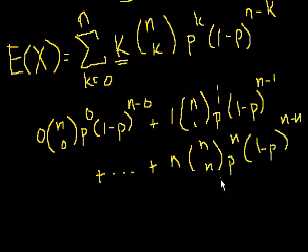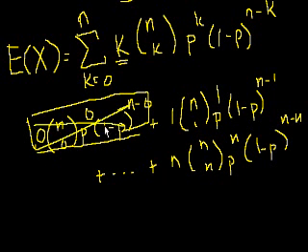Right? This is just another way of writing this sum up here. And what I just said is the first term is going to be equal to 0, because k is equal to 0, and 0 times anything is 0. So we can ignore that term, and we can rewrite this sum as essentially this sum right here.